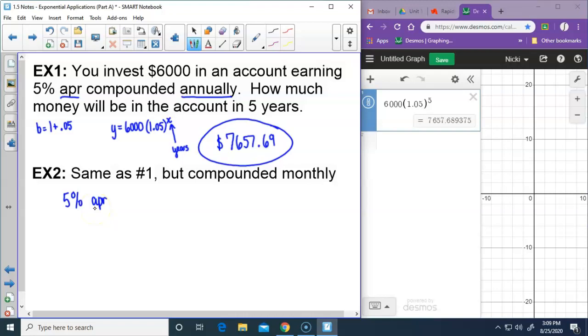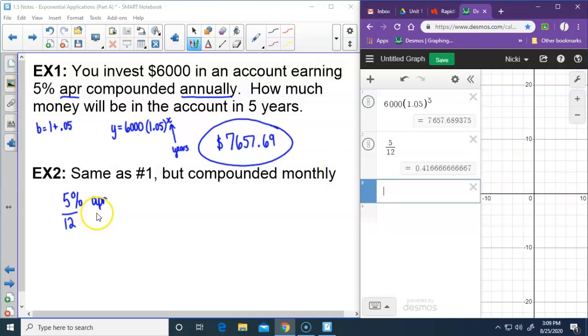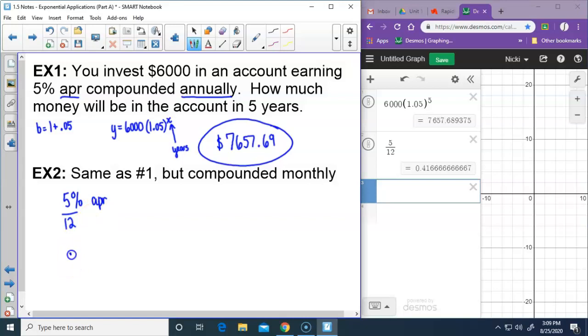They're not going to give you 5% every month. If you find a bank that will do that, go there, because you're going to make tons of money, but they don't. So what we have to do here is we've got to divide this by 12 to change it to a monthly interest rate. And so if we do 5 divided by 12, we're going to get 0.416 repeating percent, and that is your monthly rate.